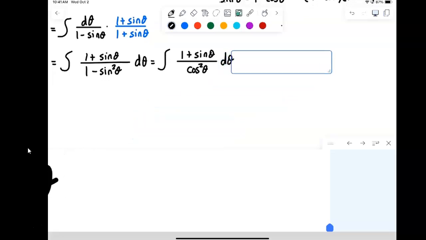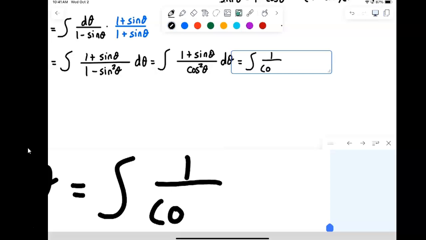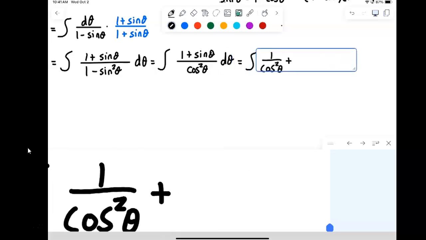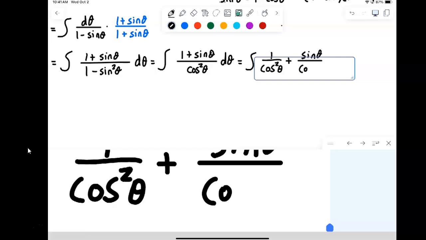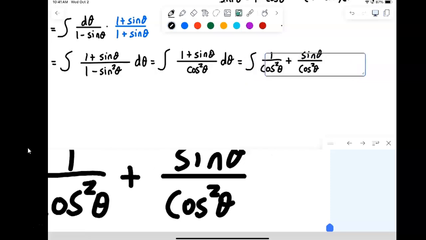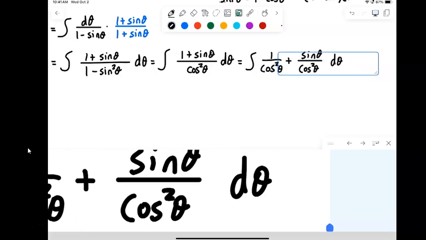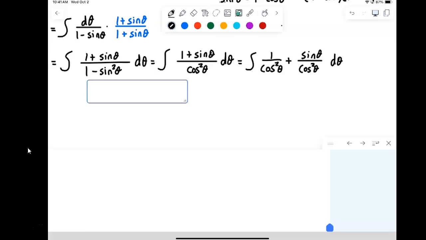This will be now breaking it up: the integral of 1 over cosine squared plus sine theta over cosine squared theta d theta. And then we set about trying to work that out.